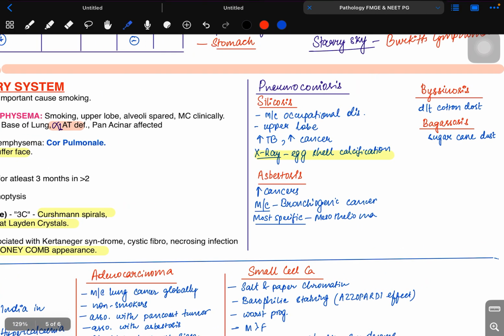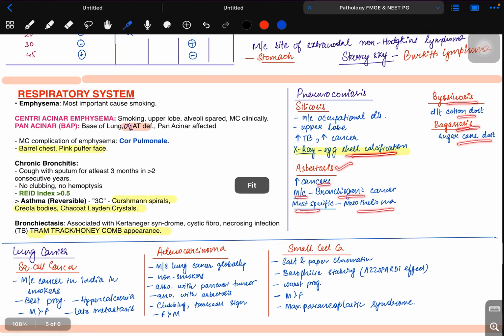Pneumoconiosis, an occupational disease. Silicosis is the most common occupational disease, found in the upper lobe, with increased risk of TB and increased risk of cancer. On chest X-ray, we will find eggshell calcification. Asbestosis, increased risk of cancers. Most common is bronchogenic cancer. Most specific is mesothelioma. Byssinosis is due to cotton dust. Bagassosis is due to sugarcane dust.